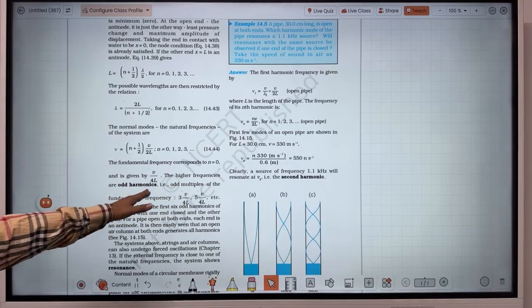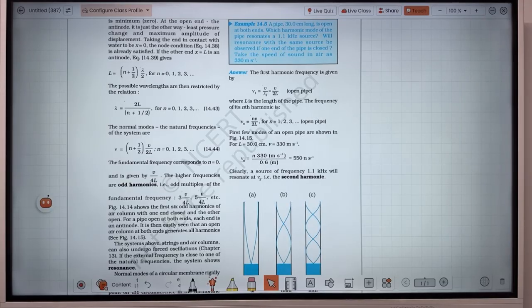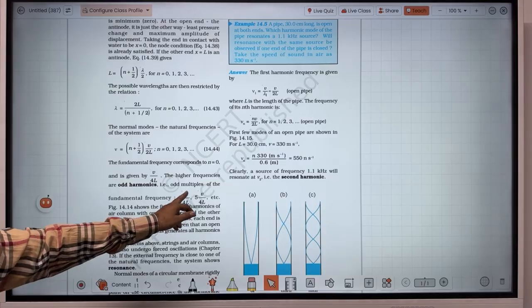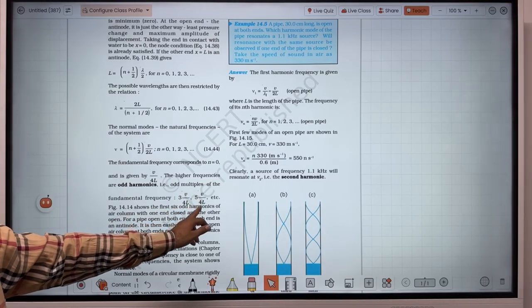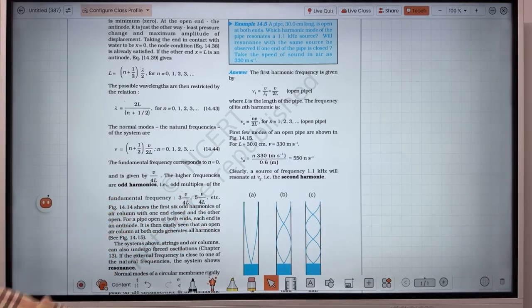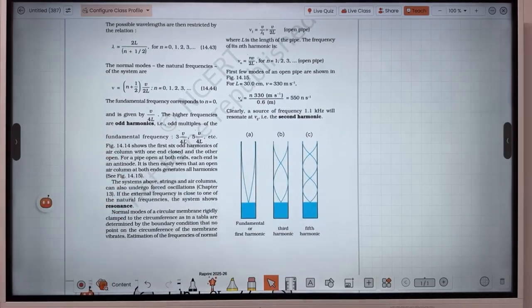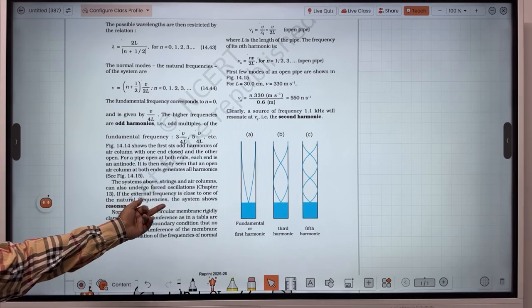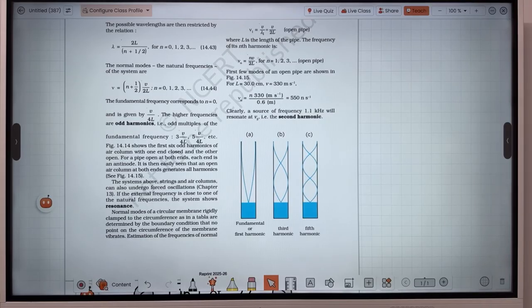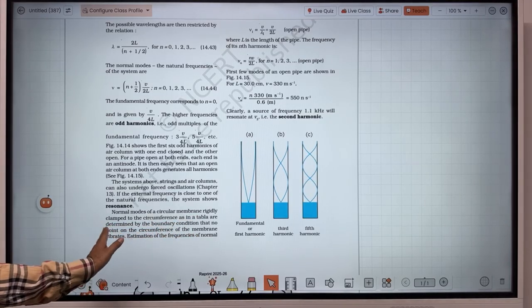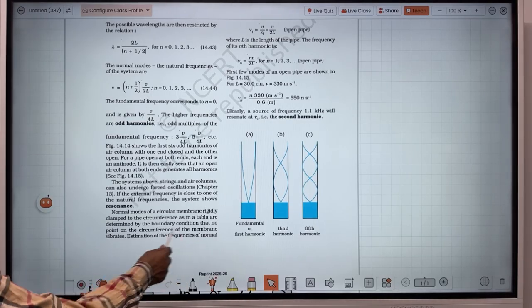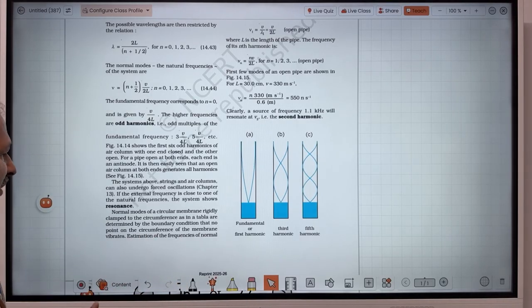The higher frequencies are odd harmonics. Here we have taken n equal to 0. If we write 1, then we get 3 times v upon 4L, then 5 times v upon 4L, etc. That is why we say odd harmonics, right? Then there is another condition, resonance. If the external frequency is close to one of the natural frequencies, the system shows resonance. Normal modes of a circular membrane rigidly clamped to the circumference, as in a tabla, are determined by the boundary condition that no point on the circumference of the membrane vibrates.